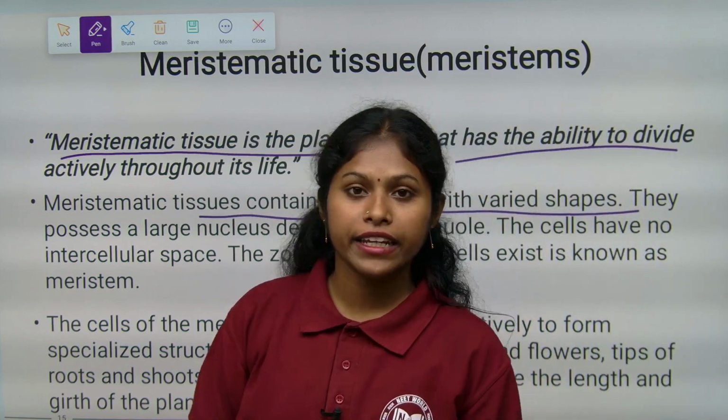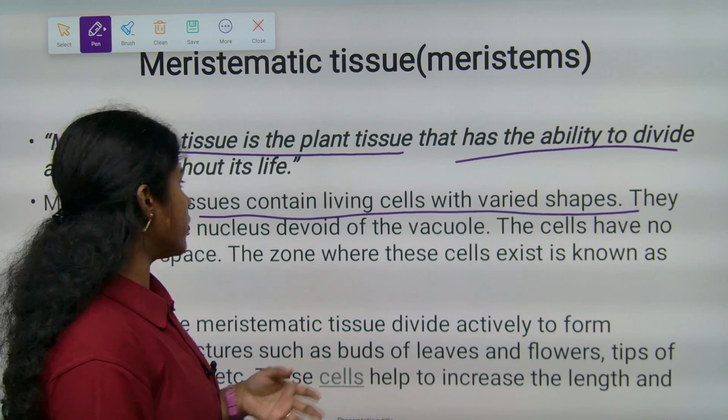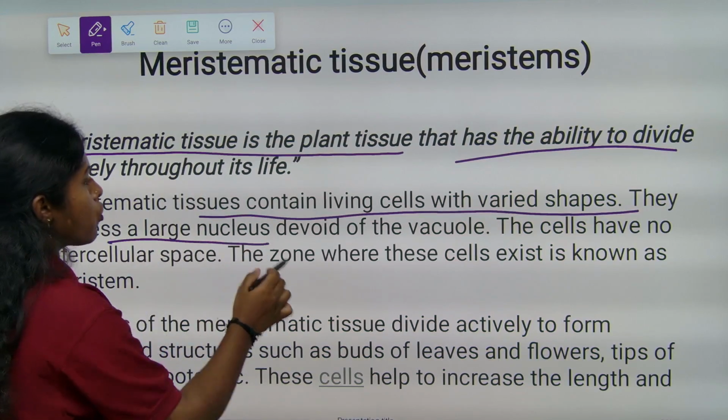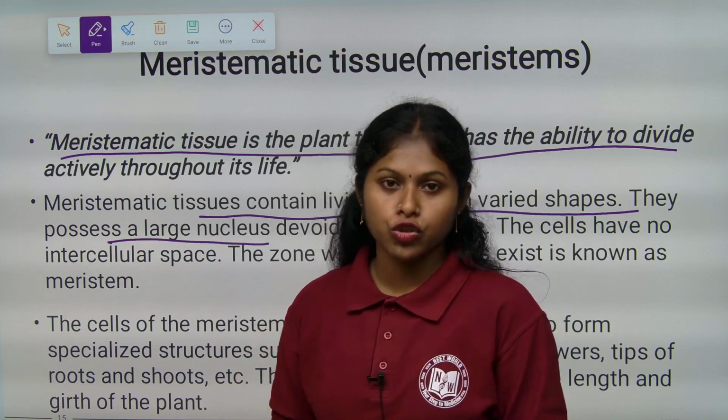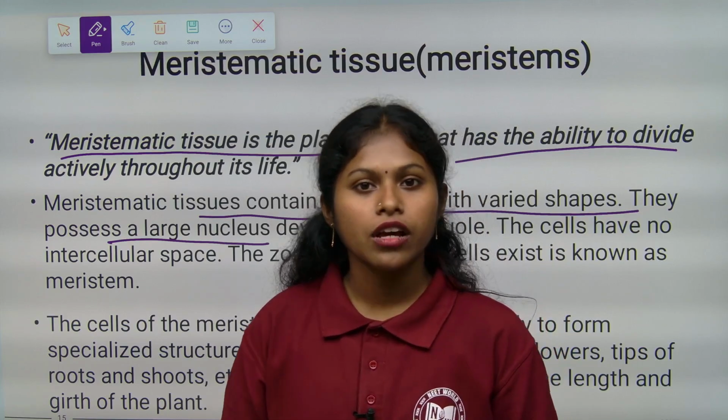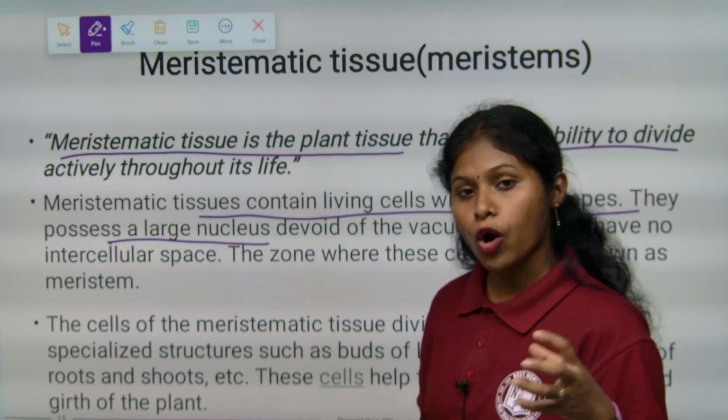What are they? They may be spherical, oval or polygonal. They possess a large nucleus. Of course, they have a large nucleus because they are actively dividing cells. The nucleus is a must for cell division. So a prominent nucleus is there.